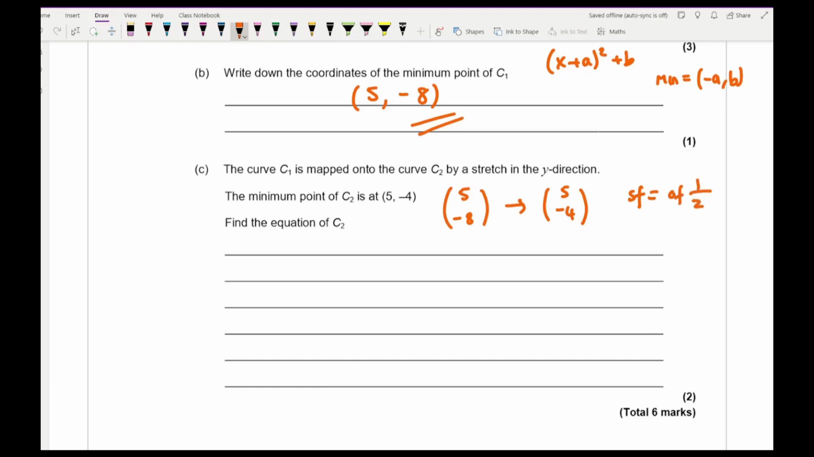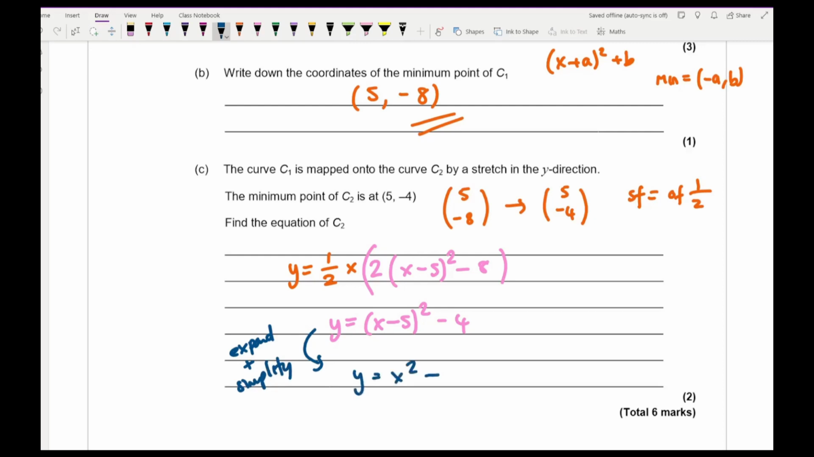So therefore, if I take the original equation, I want to take that to a half, multiplying the original equation, which is 2 lots of x minus 5 squared minus 8, by a half, and I'm going to end up with y. Half times 2 is just 1, so that's going to be x minus 5 squared, and a half times 8 is going to give me minus 4. And then just expanding this out and simplifying, I'm going to get y equals x squared minus 10x plus 21. And there we go.